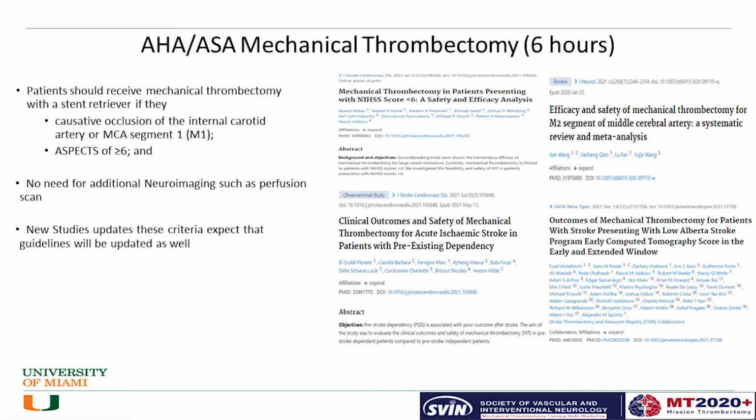What about those patients with pre-existing dependency and disability? Those patients are actually worse if they don't get mechanical thrombectomy. And so the best chance that they have of a good outcome is mechanical thrombectomy, and it is safe and efficacious. And then what about patients with low aspect scores? Now we're saying that an open vessel is better than a closed vessel.